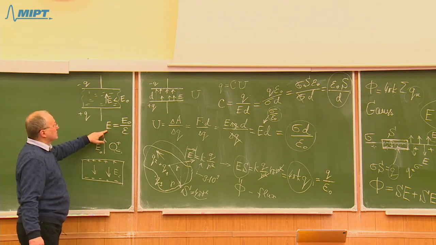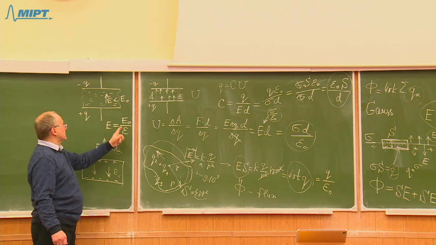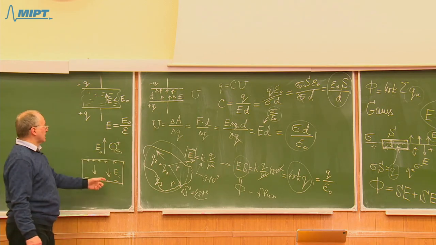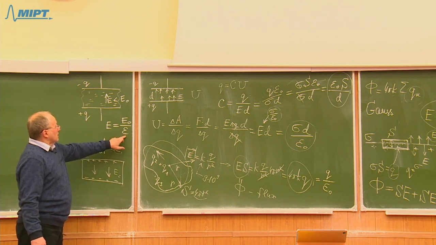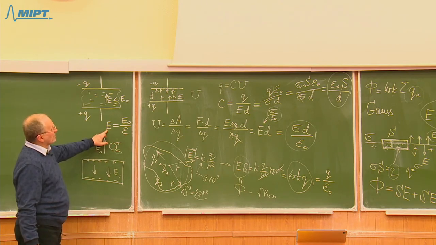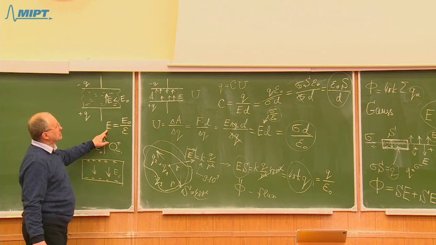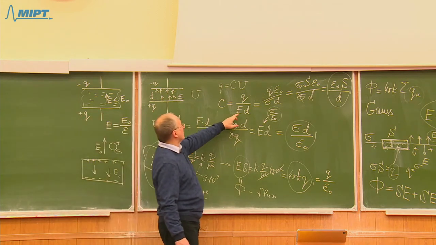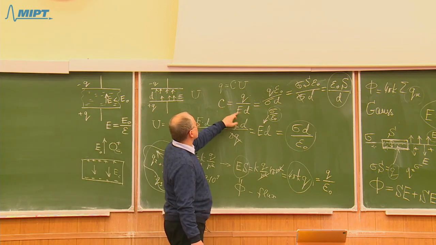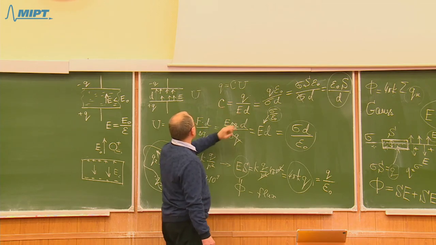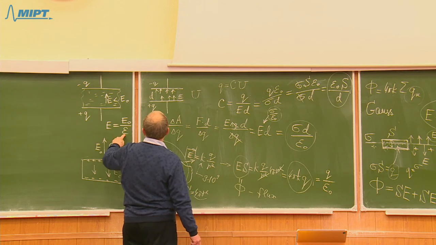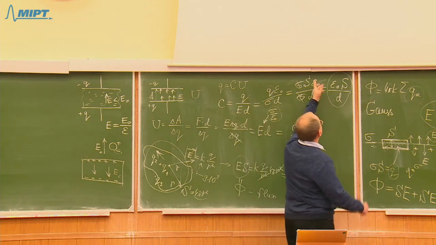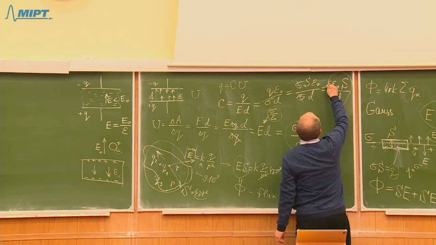Here epsilon is called the dielectric permeability of the material. If we take this into account, we will observe that the electric field strength is placed in the denominator of the formula for the capacitance. So the electric field strength will be E0 divided by epsilon. It means that epsilon will finally be found in the denominator.